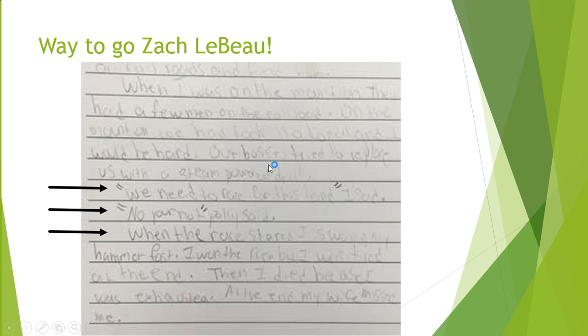He wrote, "Our bosses tried to replace us with a steam-powered drill." "We need to race for this land," I said. "No, you're not," Polly said. That's John Henry's wife. Then he moved on to his next paragraph and said, "When the race started, I swung my hammer fast." Each piece of dialogue is on its own line and each one is indented.